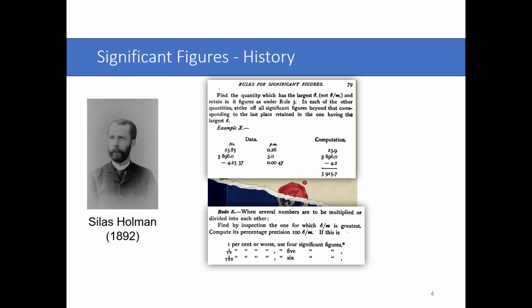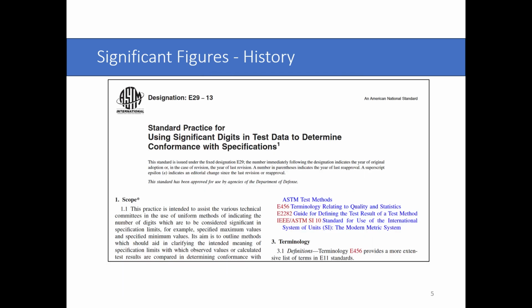There was by no means any standardization as the years went on, until finally in 1993, a standards organization called ASTM, the American Society for Testing and Materials, decided to standardize these rules into what they call standard E29. And that is where those rules are held today. So if you wanted to know where these rules come from, it's not the chemistry textbook, it's ASTM standard E29. You can find them there.